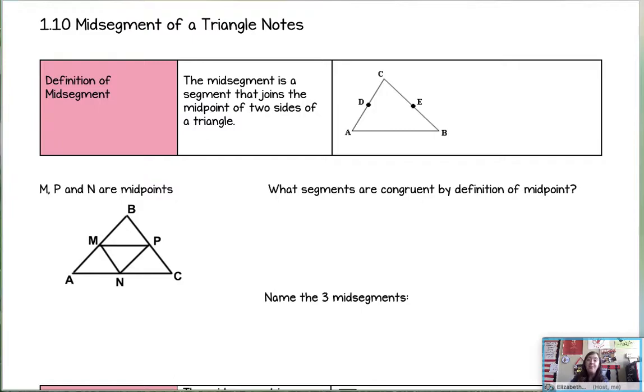All right. So the first thing we're going to talk about today is mid-segments of triangles. So what the heck, first of all, is a mid-segment? When we're talking about a mid-segment, the main thing we want to talk about first is a midpoint.